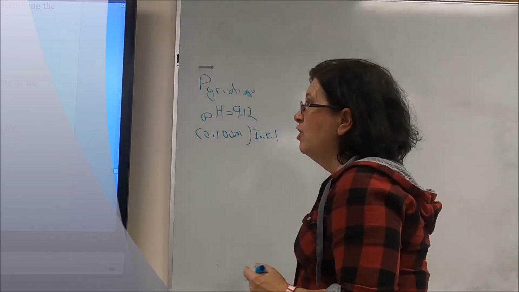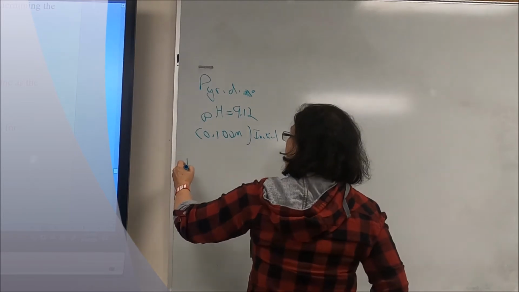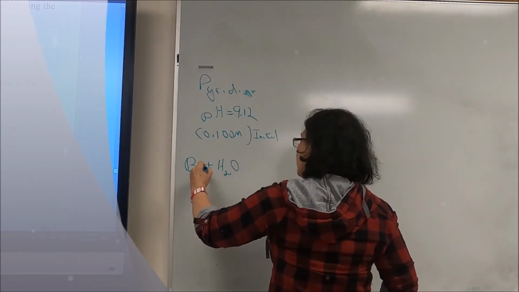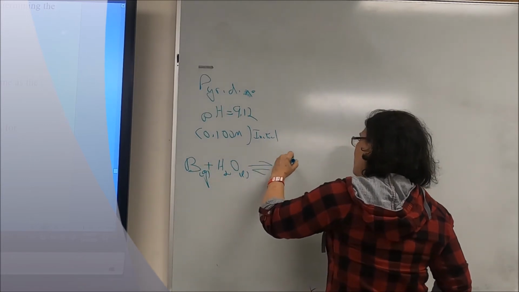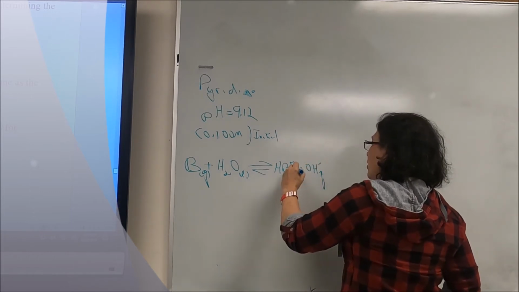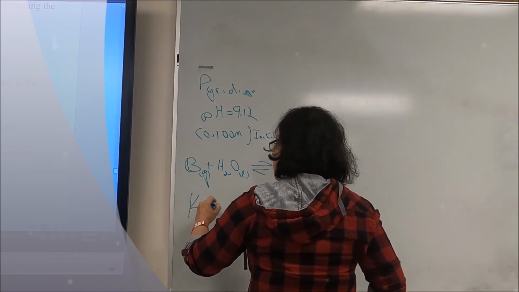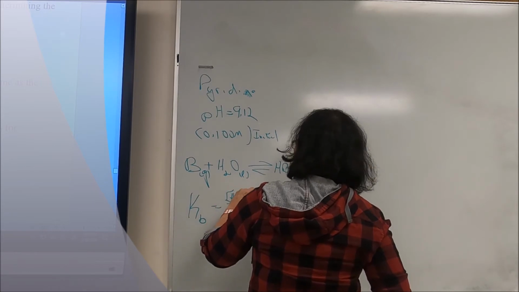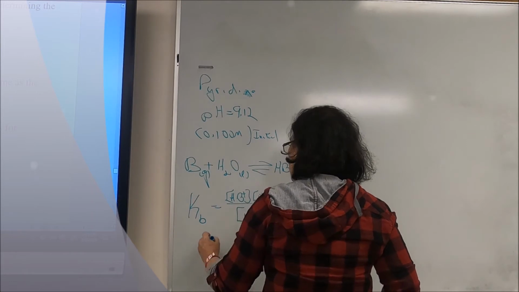Now, you may not know what the structure of pyridine looks like. It doesn't matter. I'm going to use the generic B plus water is going to give me HB plus plus OH minus, both of those aqueous. So the Kb expression is HB plus times OH minus over B concentration.